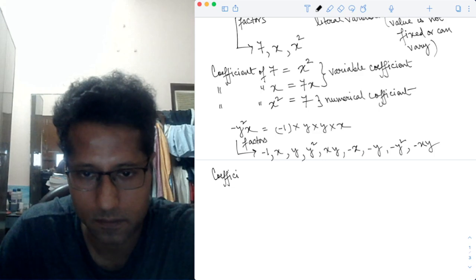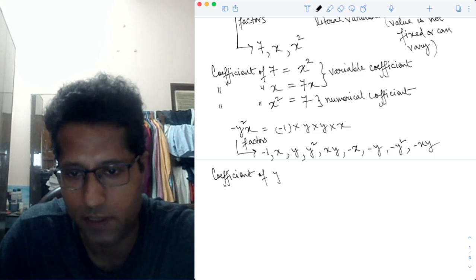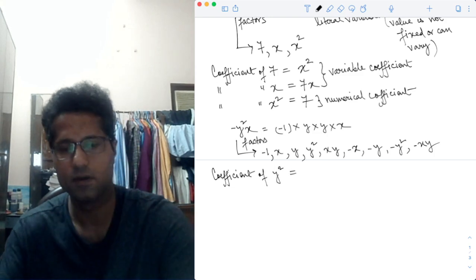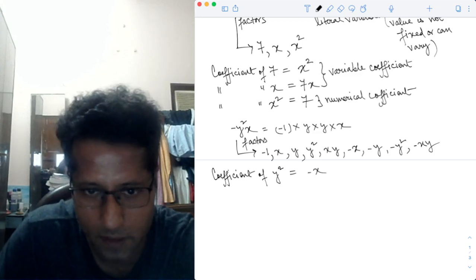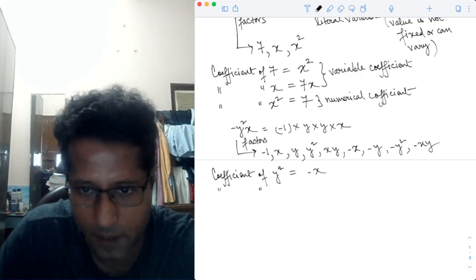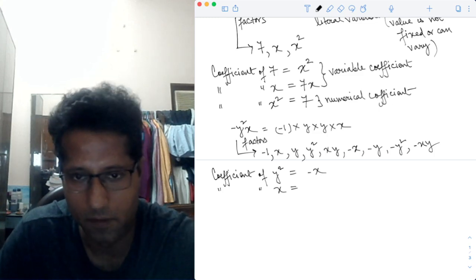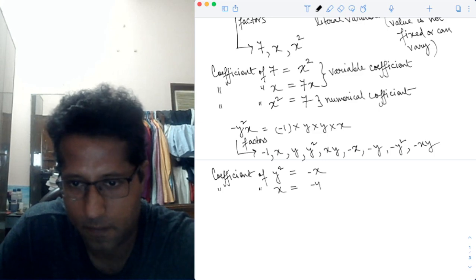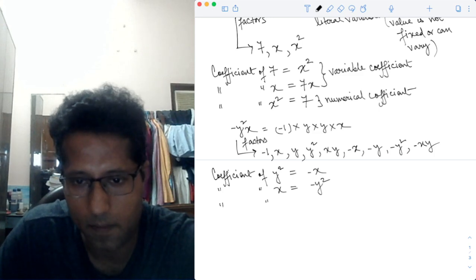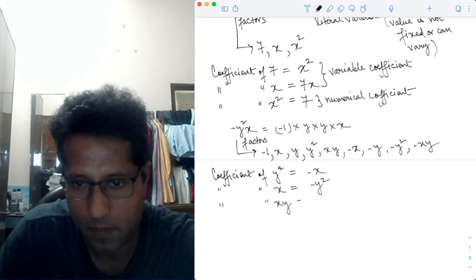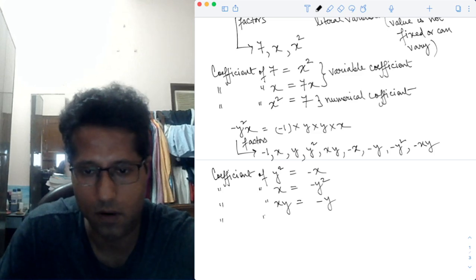Coefficient of, let's say, coefficient of y square. I am talking with respect to the term minus y square x. Coefficient of y square will be minus x. Coefficient of x will be, you just leave x and whatever remaining is the coefficient, minus y square. Coefficient of xy is minus y.